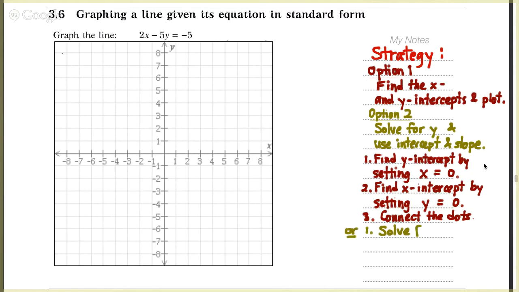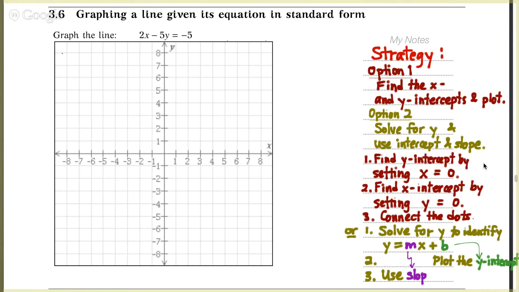Option 2 actually uses the y equals mx plus b format. And what it does is it takes the line which is given to us in standard form, and we do the algebra that's necessary to rearrange that equation into a format where y is by itself. So we're going to solve for y to get it in a format where we can say y is equal to mx plus b.